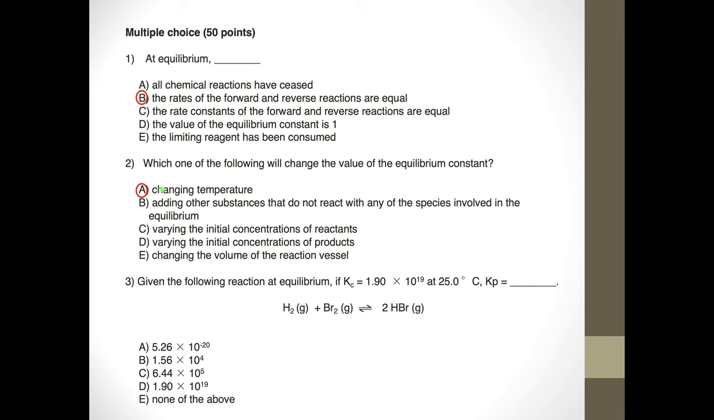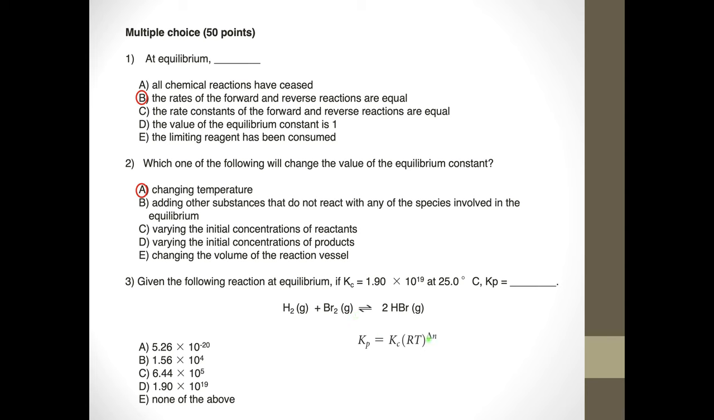Number three, given the following reaction at equilibrium, if Kc is equal to 1.90 times 10 to the power of minus 19 at 25 degrees Celsius, the Kp is going to be equal to what? At the end of the test, you have a few formulas, and there you have one that says Kp is equal to Kc times (RT) to the power of the change in number of moles. Here you can see that you have 2 moles in the reactants and 2 moles in the products. The difference between them is going to be 0. 2 minus 2 is 0.